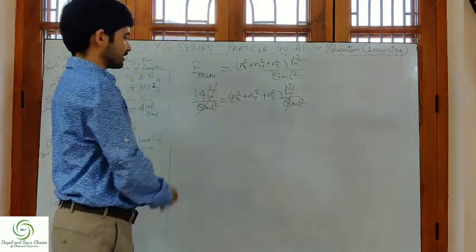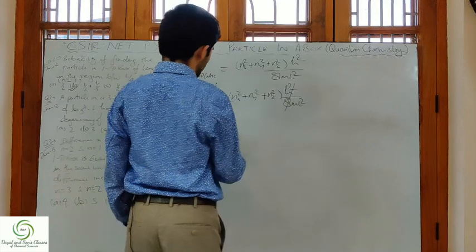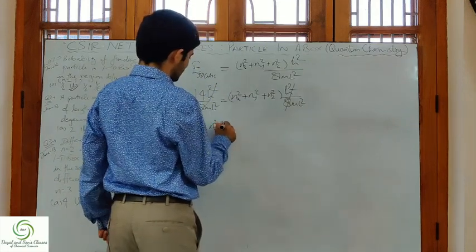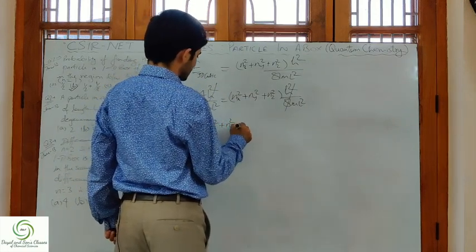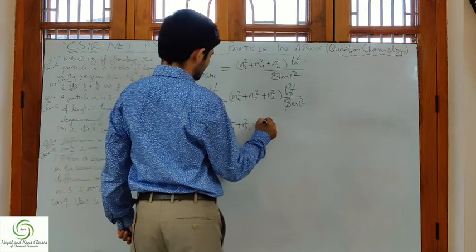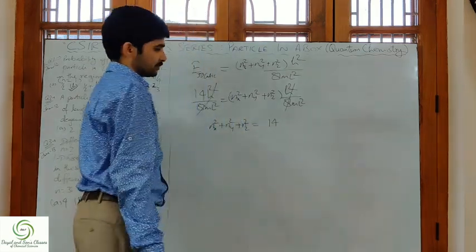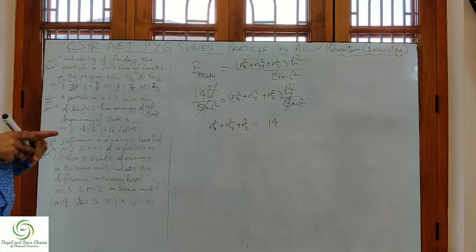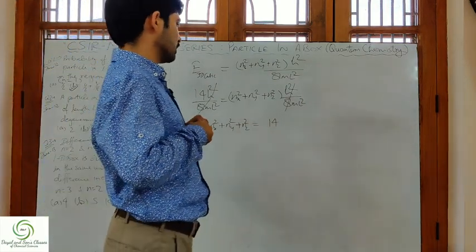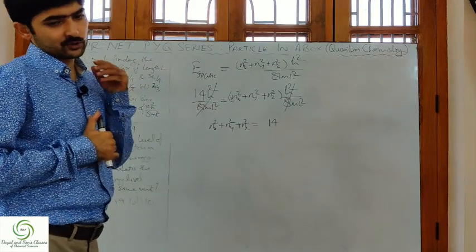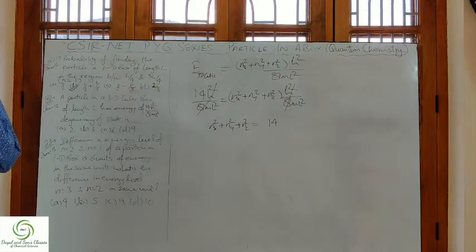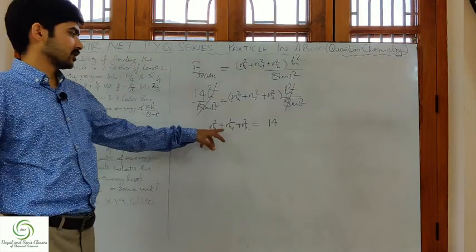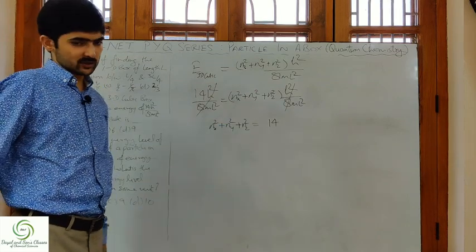This term gets cancelled. What we are left with is that nx square plus ny square plus nz square is equal to 14. The value should be coming out to 14. We get that nx square plus ny square plus nz square is equal to 14.